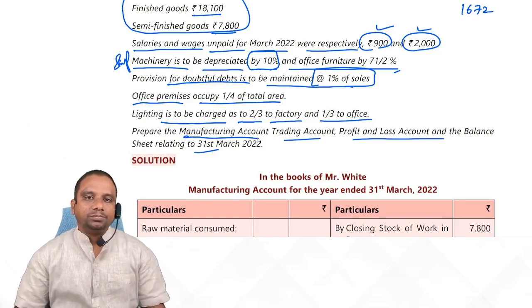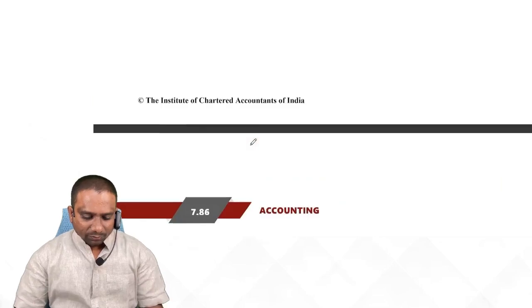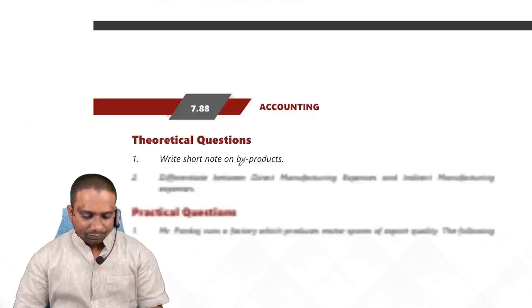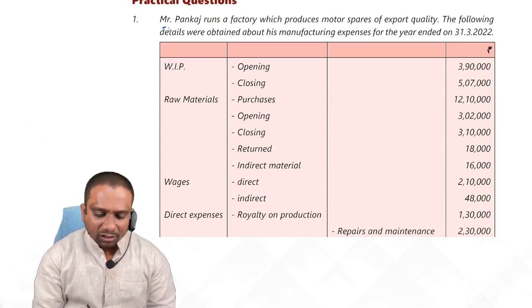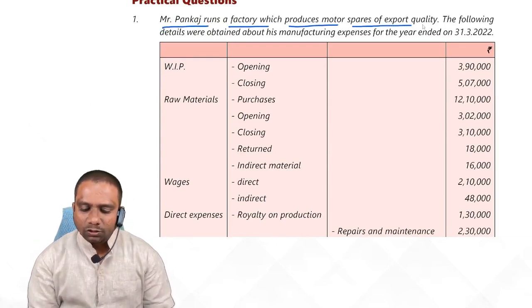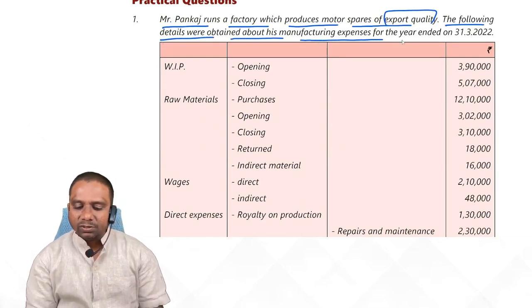That's it. Right? Is it clear? So just go through the problem once. Next one, to get a practical question, students. Mr. Pankaj runs a factory which produces motor spares of export quality. The following details were obtained about his manufacturing expenses for the year.